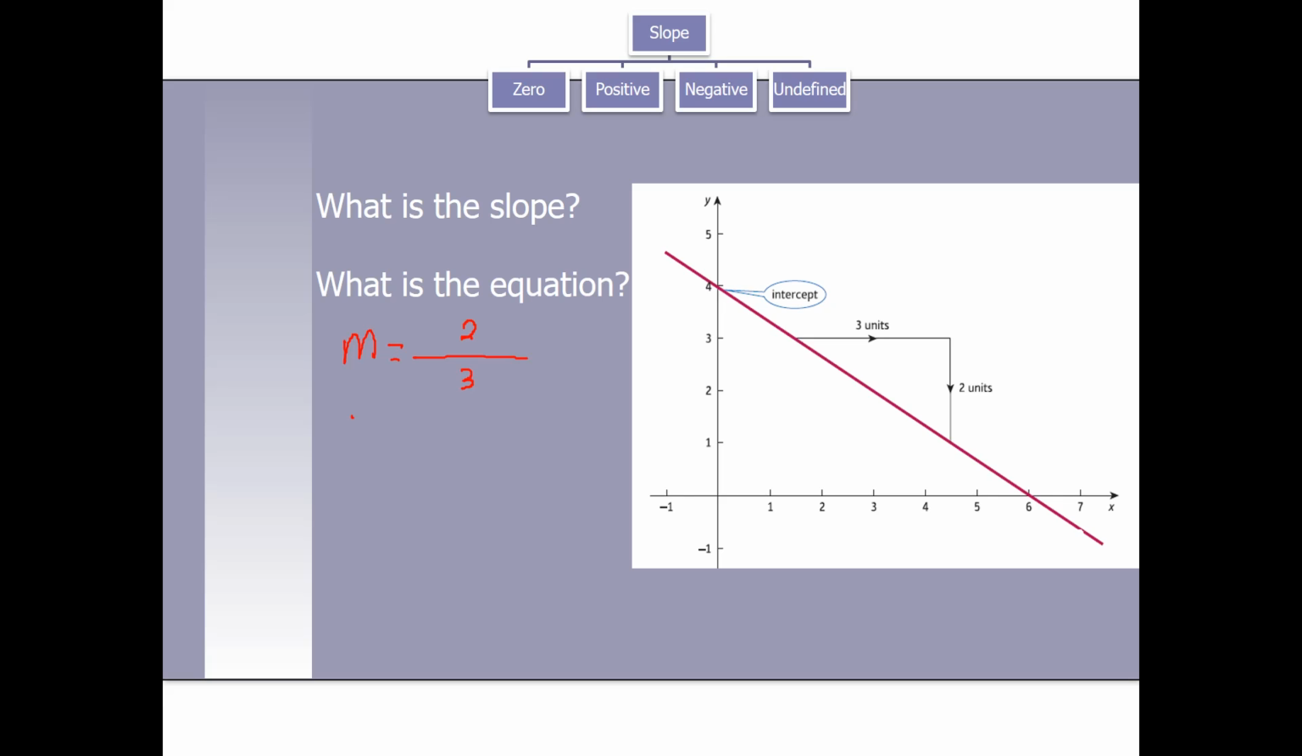The y-intercept, which we use the symbol b for, right? So b is equivalent to 4. So the equation will be y equals 2 over 3 multiplied by x plus 4. So this is the equation of this line.